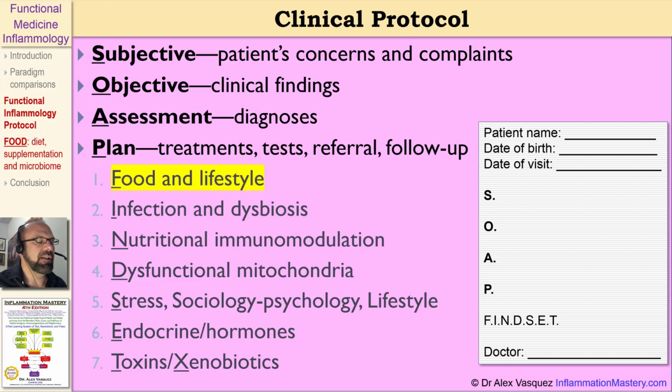And what I'm proposing here is that in addition to our regular clinical routine of subjective, objective, assessment, and plan, we simply add on a more detailed plan that includes addressing food, infection and dysbiosis, nutritional immunomodulation, dysfunctional mitochondria, stress, sleep, and style of living, endocrine and hormonal problems, as well as any toxic or xenobiotic exposures. And you can see that perfectly demonstrated in the amended SOAP note that I've shown on this page. So now let's see how to apply this in clinical practice.